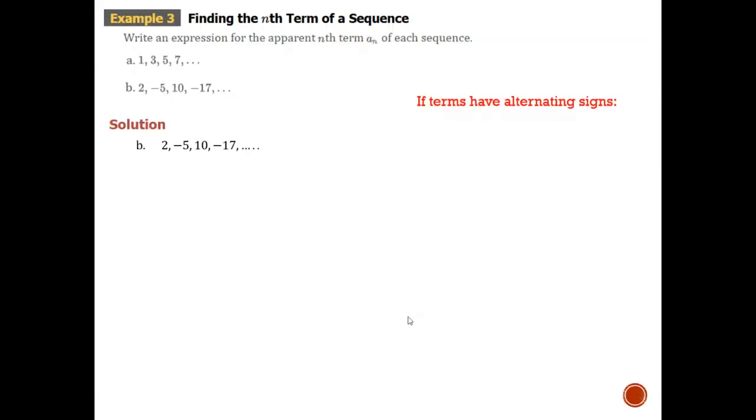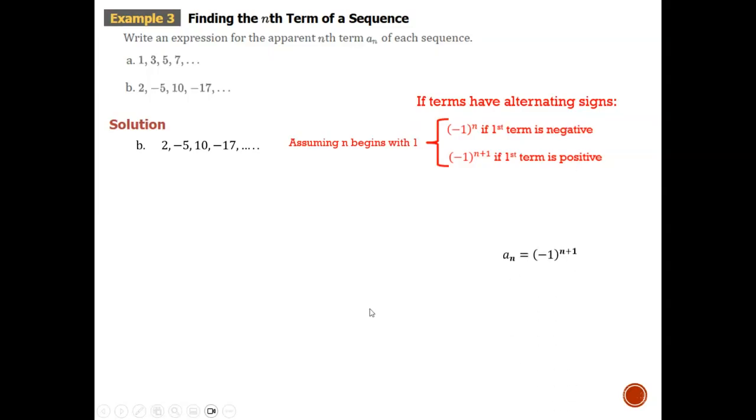Let's start by doing the same thing, okay? Well, actually, we notice first that we have alternating signs. So we have a positive and negative, positive and negative. So remember, we're going to look at what we observed previously. Assuming n begins with 1, if we have negative 1 to the power of n, we're going to use that if our first term is a negative number. If our first term is positive, like we have here, though, we're going to take negative 1 to the n plus 1. So this has to be part of our equation because we have alternating signs. So we're going to use one of these when we have alternating signs, whatever works for our sequence, depending on whether or not the first term is positive or negative.